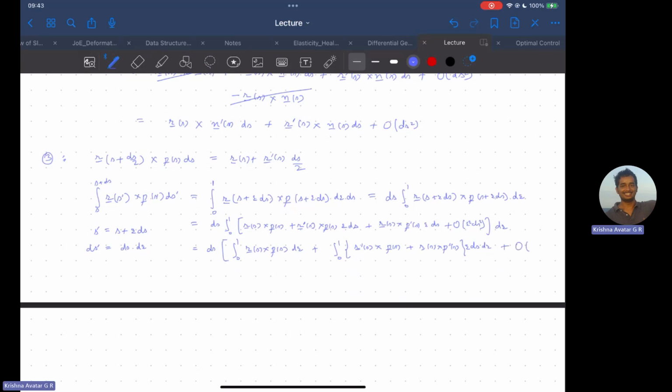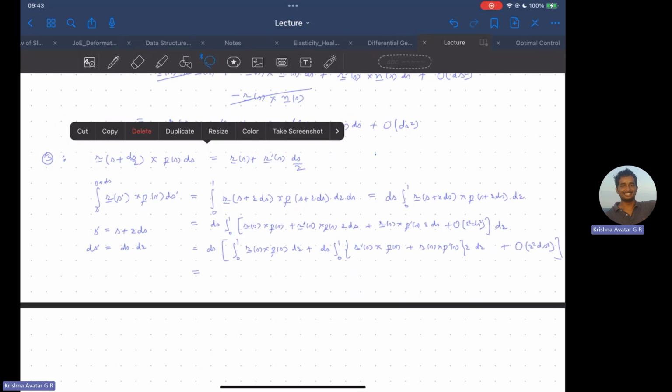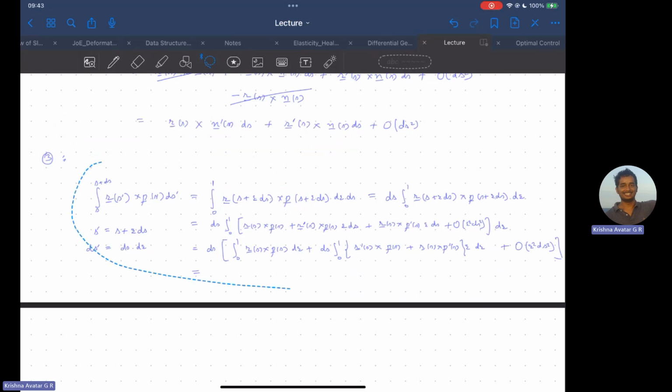Then we have all the higher order terms. So we have order of epsilon squared, ds squared. And then this ds can be brought in front of the integral here. Right? And then we see that this law holds because we have been able to do it in a much more rigorous way to show this fact.